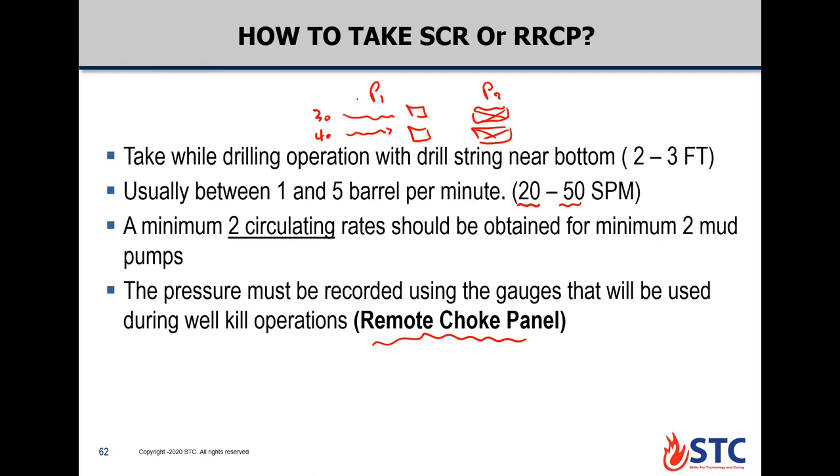Now we have two pumps, pump number one and pump number two. We have two rates, 30 SPM and 40 SPM. So we have two circulating rates for a minimum of two mud pumps. Why do we have two mud pumps? Because one is a backup for the second.